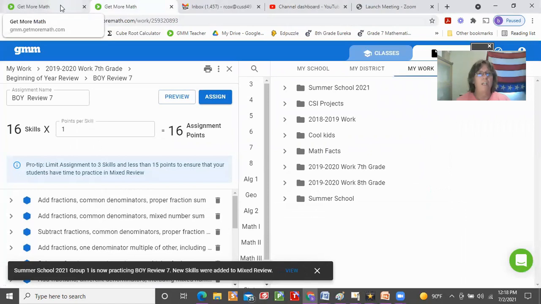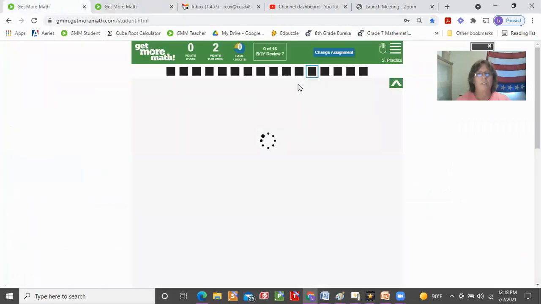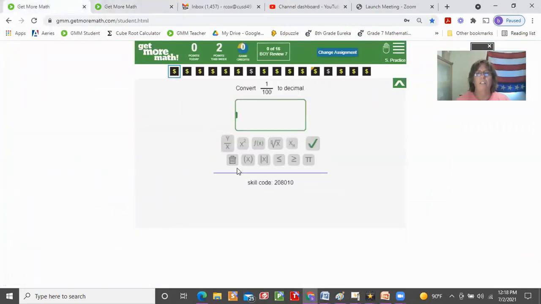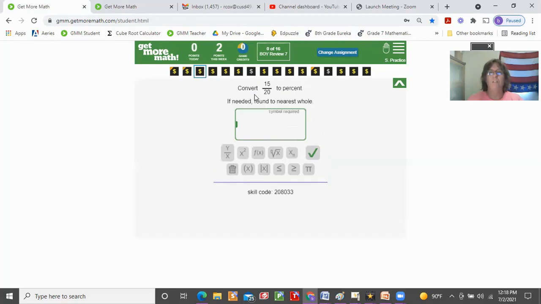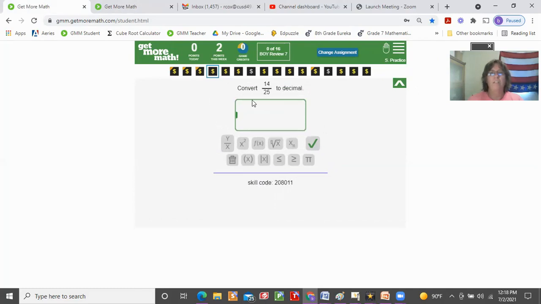So let me assign that, and then I'll go over here to my student login, and we'll see here it all is. So the first one is converting this to a decimal. This is skill code 208010. The next one is converting a decimal to a reduced fraction, and it's skill code 208060. The next one is converting a fraction to a percent, and it's skill code 208033. The next one's converting the fraction to a decimal, 208011.